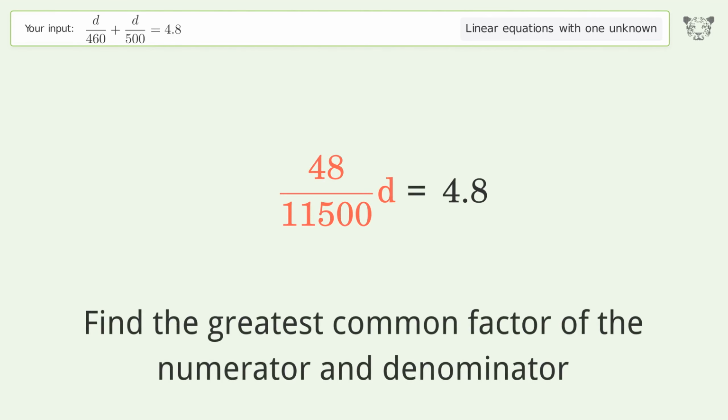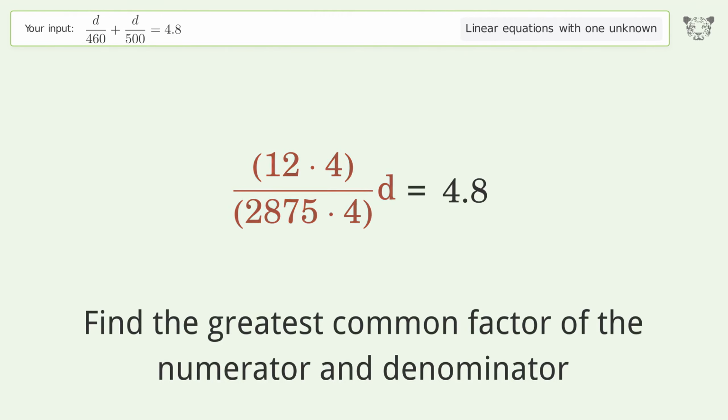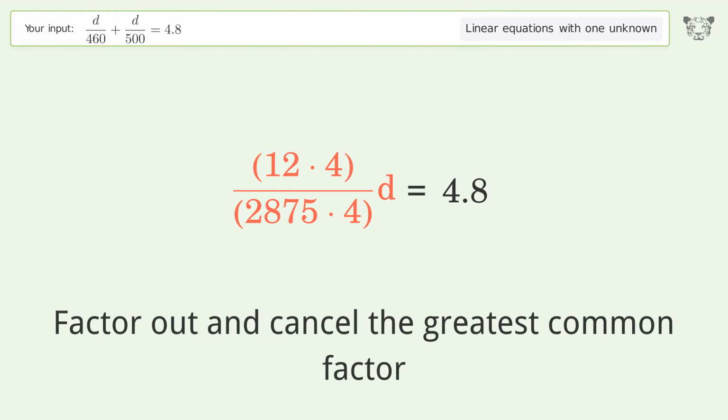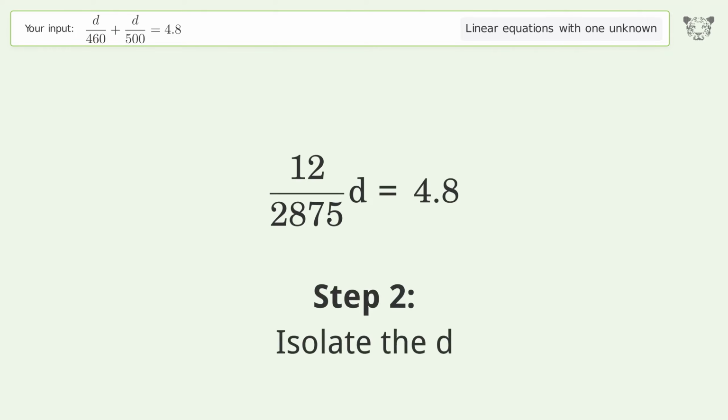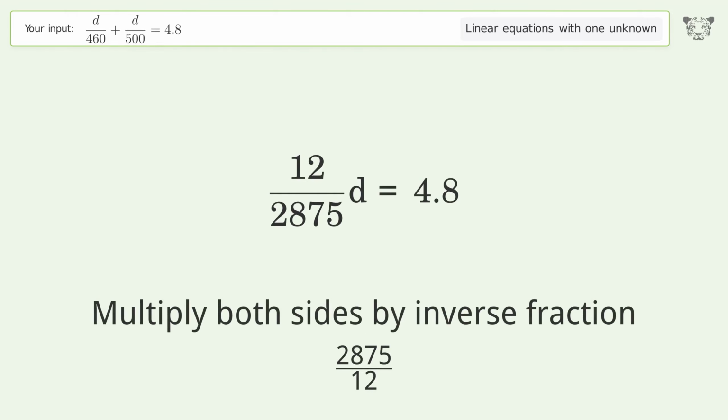Find the greatest common factor of the numerator and denominator. Factor out and cancel the greatest common factor. Isolate the d. Multiply both sides by the inverse fraction, 2875 over 12.